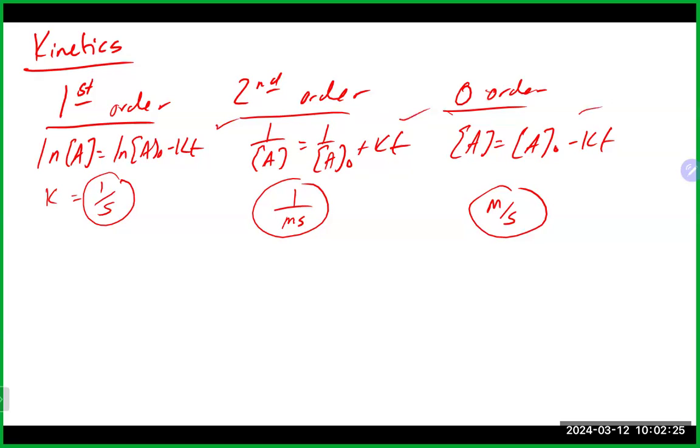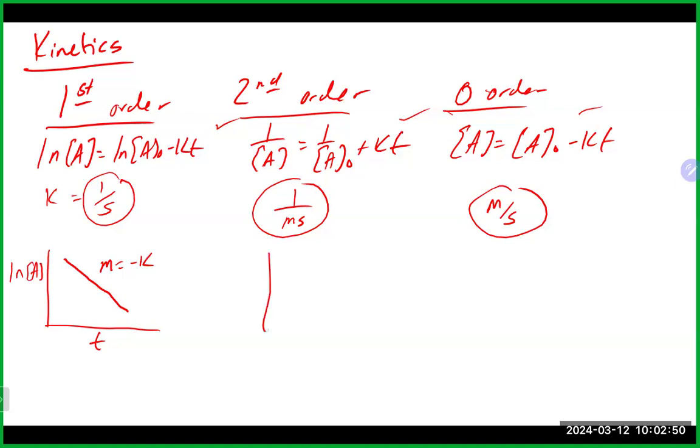We also saw some half-life equations with each of these. For second and zero order, the initial concentration is also important for the half-life. We saw some graphs as well. The typical linear relationship for a first order graph is natural log of A versus time, and we get a straight line where the slope is equal to minus k.